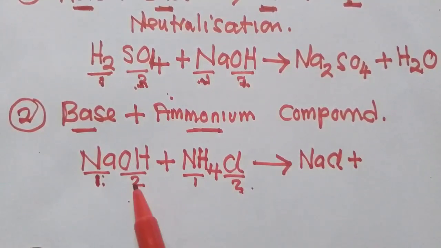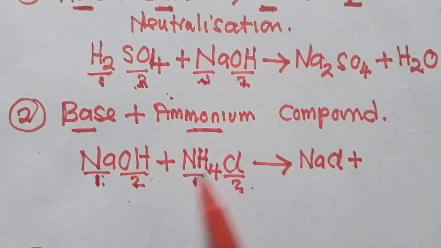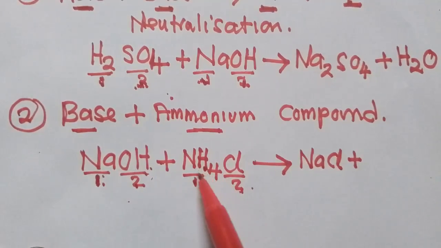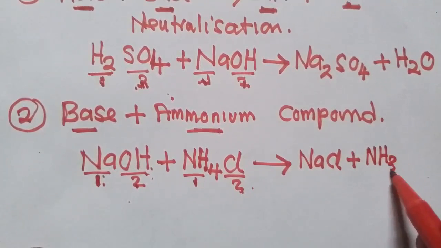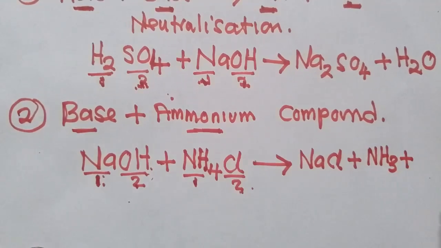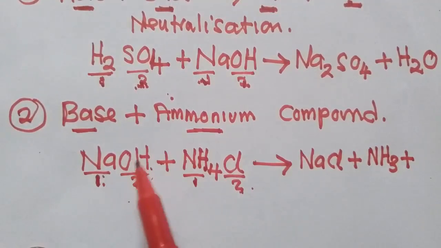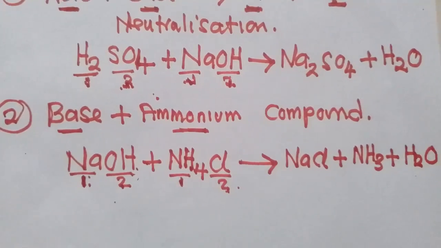So here, when this one reacts with this one, this is a hydroxide. This is what? This is ammonium. So this one will give one hydrogen here to form water. So this one will be ammonia. So we are going to have ammonia here, plus what? Since one hydrogen has gone this side to form water, we are going to have water here. Like this. This is what we are going to have.